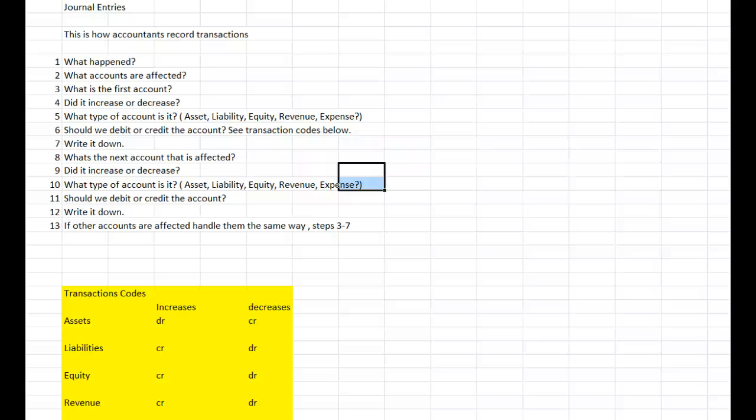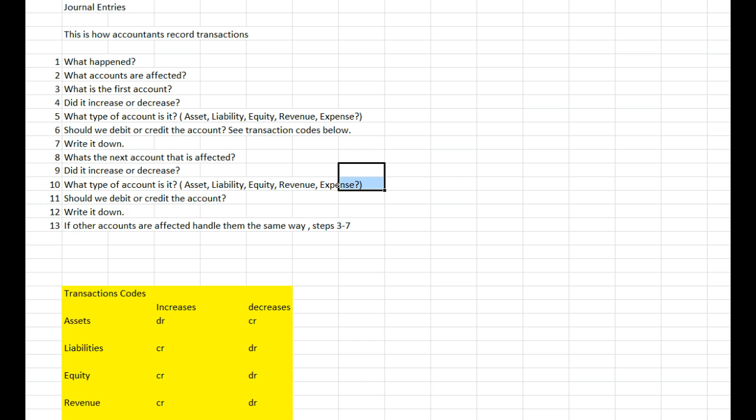Welcome. Today we're going to talk about journal entries, and this is how accountants record journal entries. So I've written down some steps for you to look at, and they're fairly easy. The first thing we want to look at is what happened. All right. The first entry we typically get is the owner puts money into the business. If you're following along on page 84, we'll try and look at problem 2.1a.